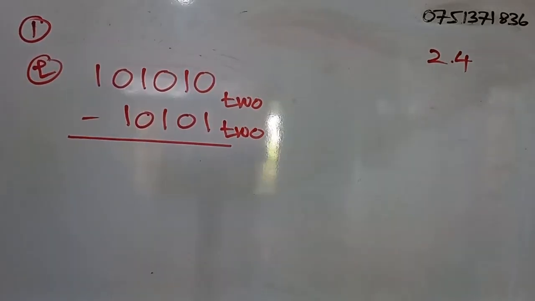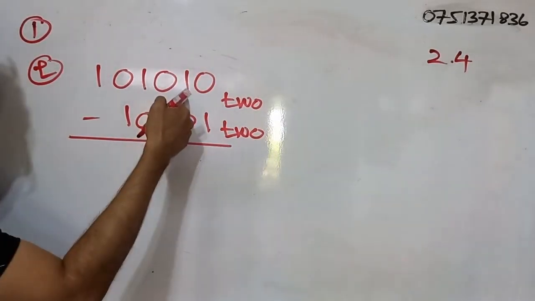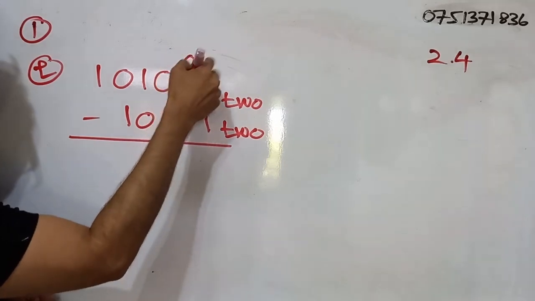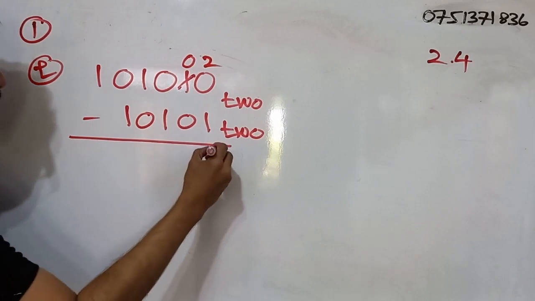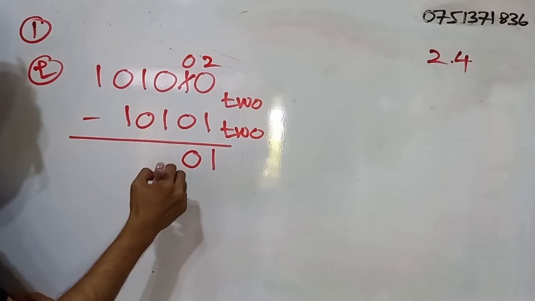Okay, simple L. Right? 0 minus 1 we can't do. So we have to borrow this one. Then this one becomes what? 0. So here we have a 2. 2 minus 1, we know that's a 1. So 0 minus 0, that's a 0.